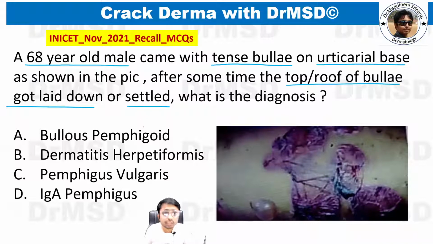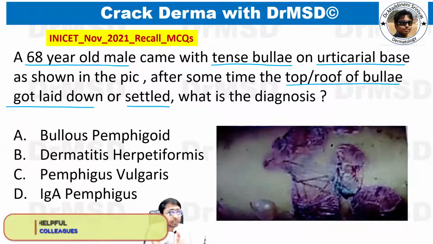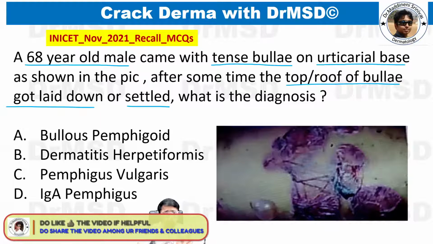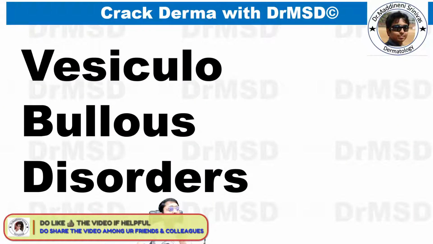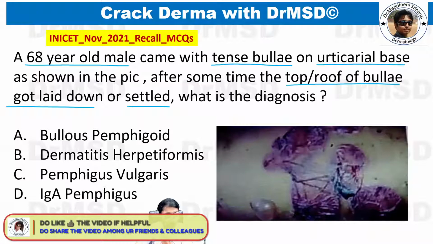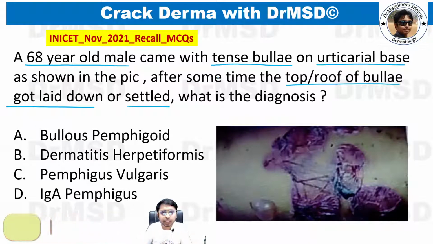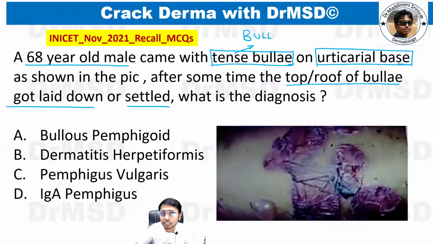Okay, so this is, I will tell you, very, very important. I can tell you in FMG also this vesicular bullous disorder topic will come, and not only that, even in NEET this topic will come. Very important. And this was in fact discussed in my YouTube channel videos 2 to 3 days back also. So please remember, whenever you see the words tense bulla on urticarial base, the only and only diagnosis which you must think about is bullous pemphigoid.